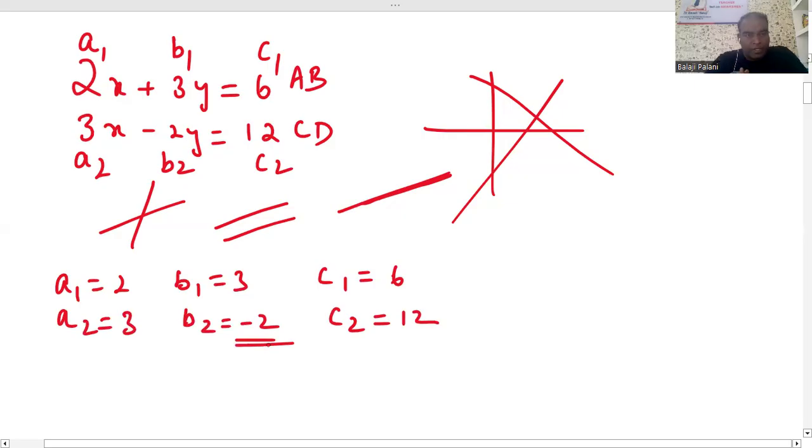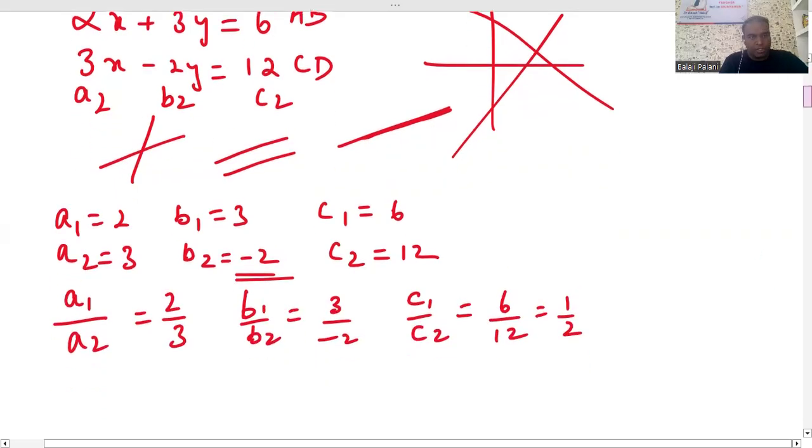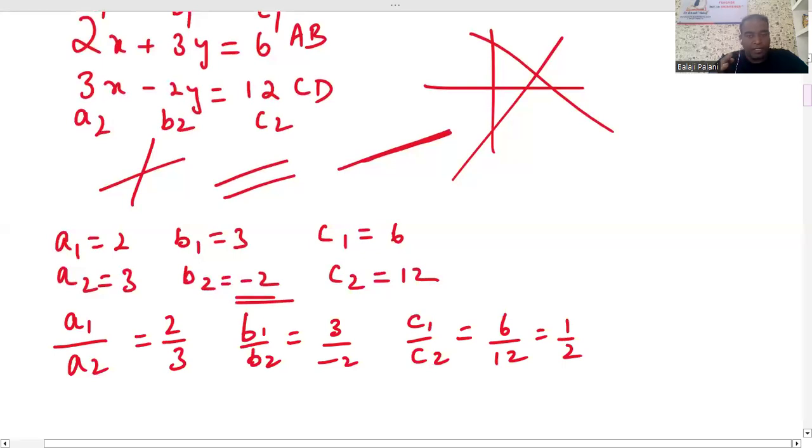When we say coefficient, along with y we have a minus sign and a number 2. So we must consider everything properly. Now these are the coefficients of the respective equations. Now see the ratios of these coefficients. a1 by a2 is 2 by 3, b1 by b2 is 3 by -2 in my example, and c1 by c2 is 6 by 12, which is 1 by 2. So as per the example, these are the respective ratios. Using these ratios we are going to identify how these lines will behave.